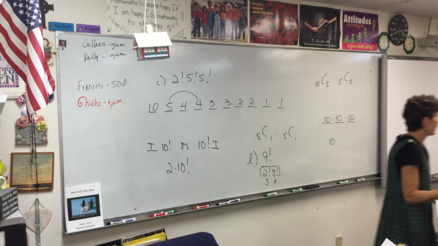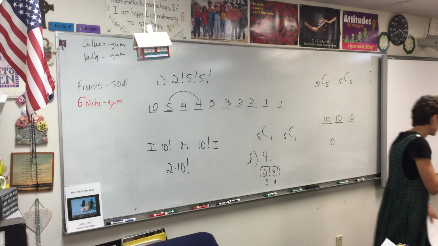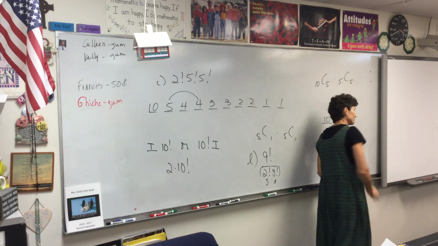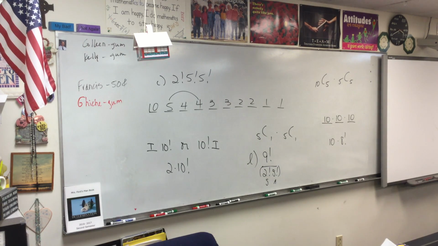Now, how many kids are left? 9, and I'm going to arrange them in a circle. 8 factorial. So it's 10 times 8 factorial. Why 10? Because I got to pick somebody for the middle. Why 8 factorial? There's 9 kids left arranged in a circle. Okay?